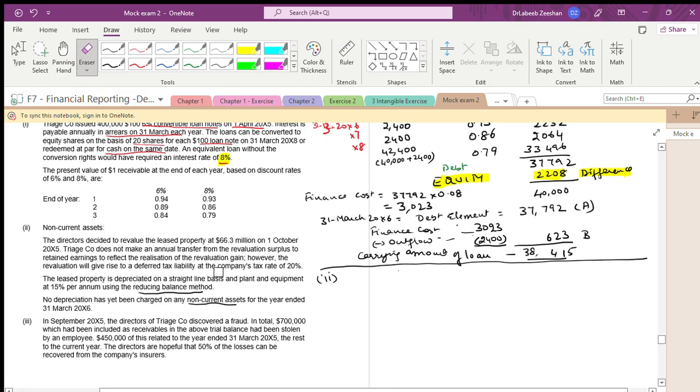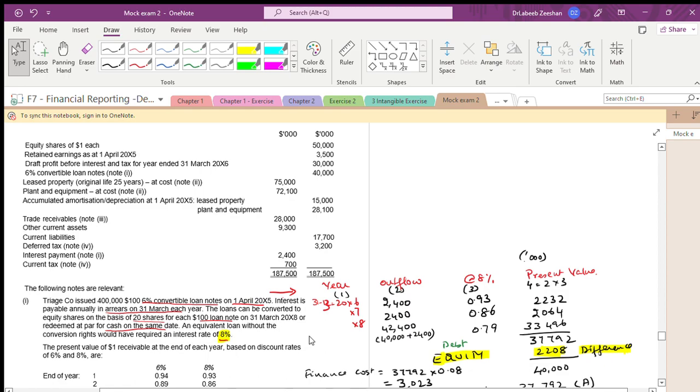They have not charged depreciation on any non-current assets. How much is the leasehold property? Leasehold property is 75,000. Accumulated depreciation on leasehold property is 15,000.